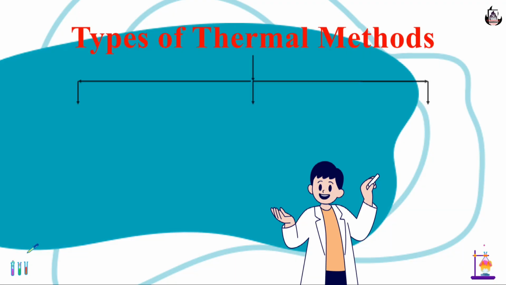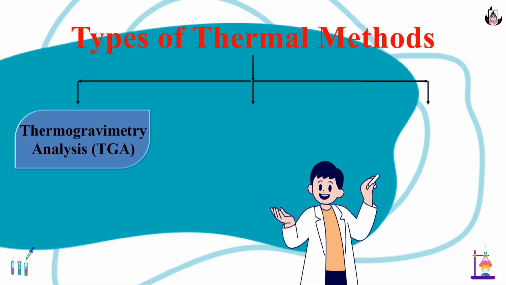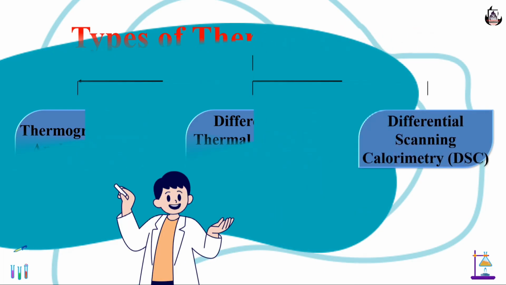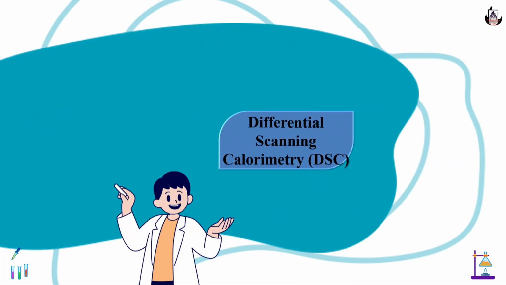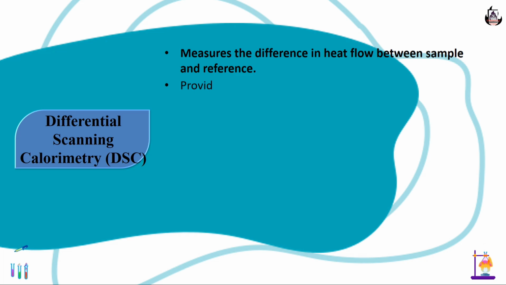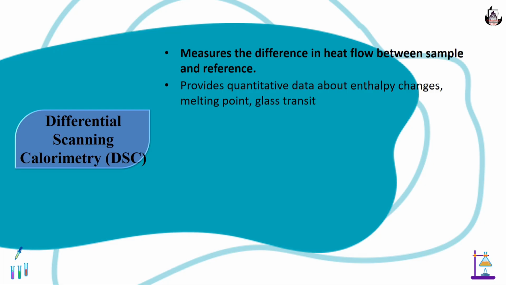Till now we have covered introduction to TGA and DTA. Now let us focus on introduction to differential scanning calorimetry. DSC is quite similar to DTA, but instead of just recording the temperature difference, DSC measures the heat flow directly. It provides quantitative data about enthalpy changes, melting point, glass transition, and reaction kinetics.